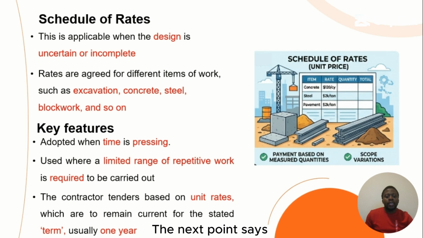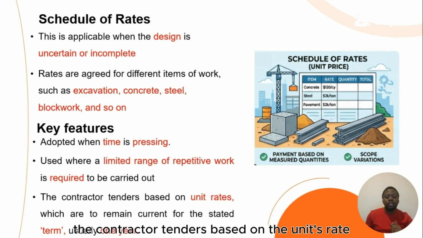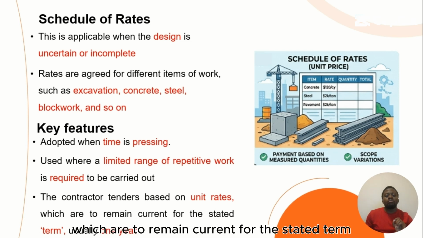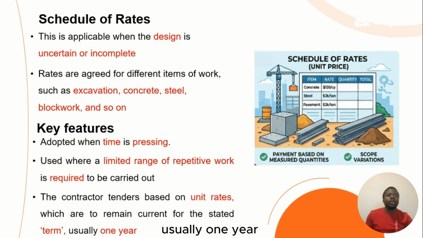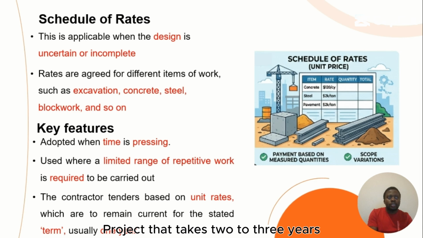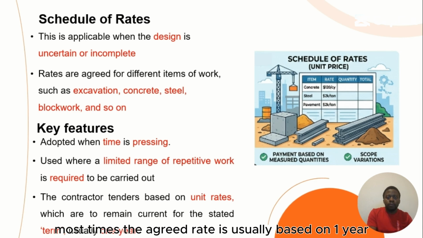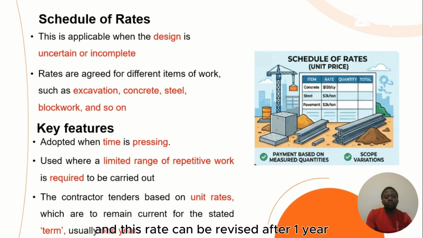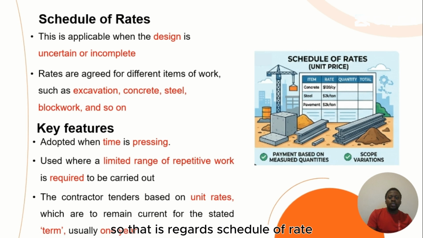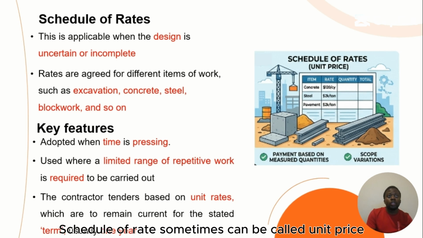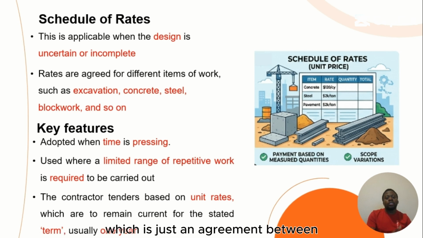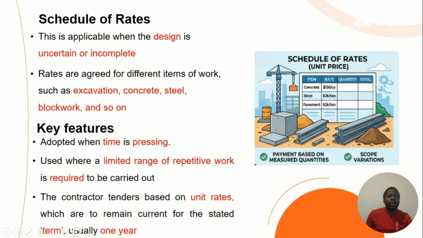The next point says the contractor tenders based on the unit rate, which are to remain current for the stated time, usually 1 year. For a project that takes 2 to 3 years, most times the agreed rate is usually based on 1 year, and this rate can be revised after 1 year. So that is regards schedule of rates. Schedule of rates sometimes can be called unit price, which is just an agreement between the contractor and the client.